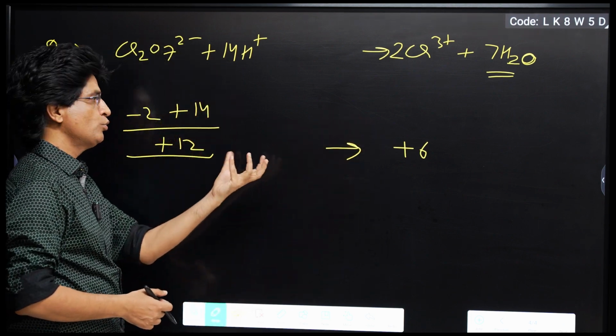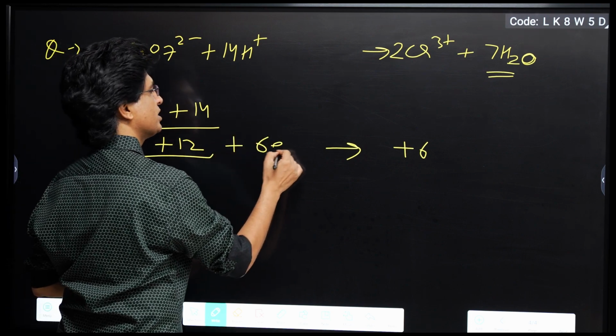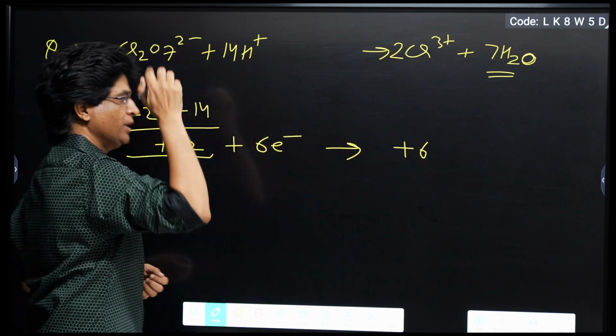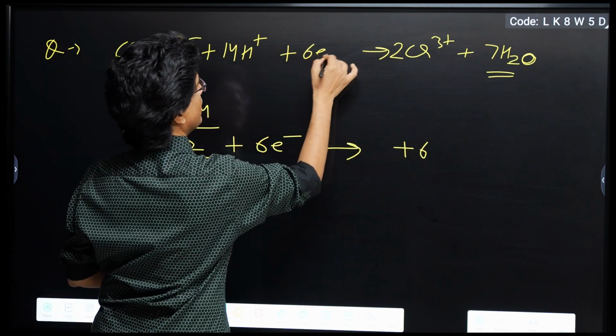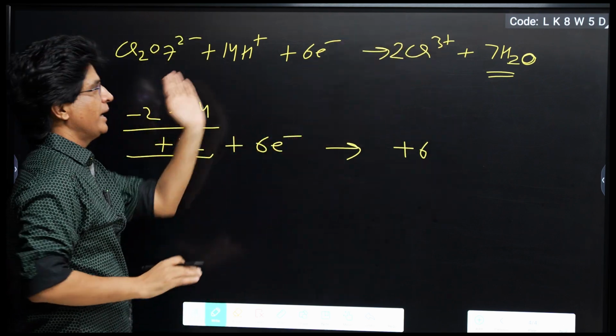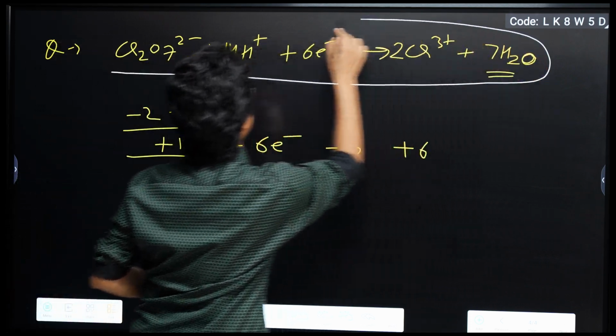By adding electrons to the excess positive charge. So I believe I should add 6 electrons. Yes or no? 12 minus 6 will be plus 6. So I can add 6 electrons on this side. So this equation is now completely balanced. Every atom and charge is also balanced. So you have to learn this equation also.